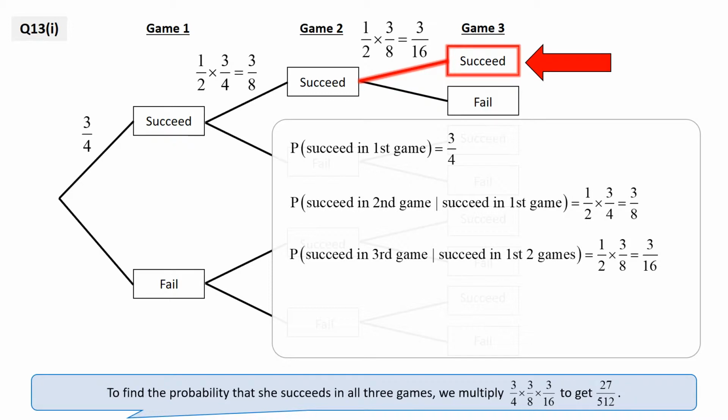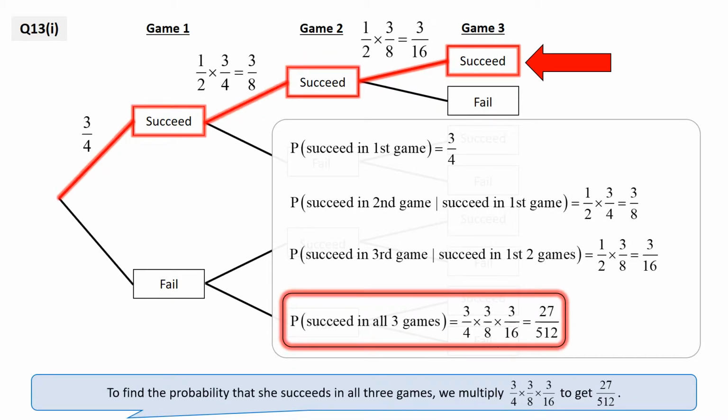To find the probability that she succeeds in all 3 games, we multiply 3/4 times 3/8 times 3/16 to get 27 over 512.